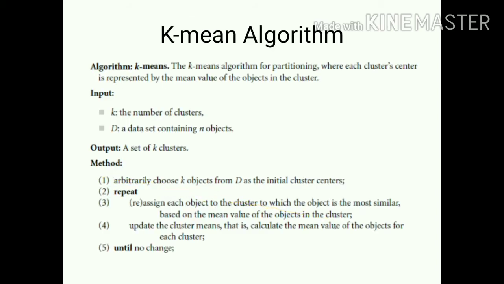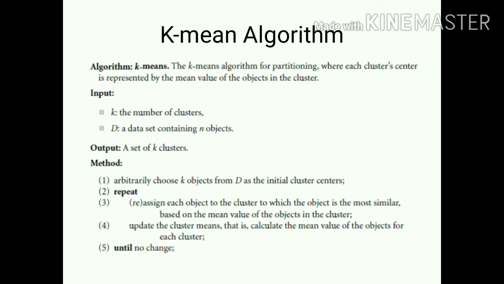Now, algorithm-wise: the k-means algorithm for partitioning, where each cluster center is represented by the mean value of the objects in the cluster. The input is D, the data set containing n objects, and k, the number of clusters. The output should be a set of k clusters, which contain the data objects or data tuples.